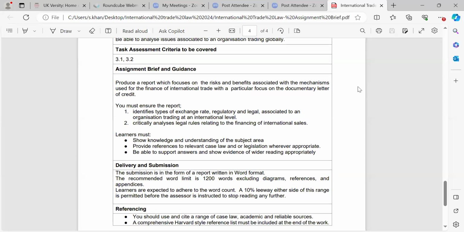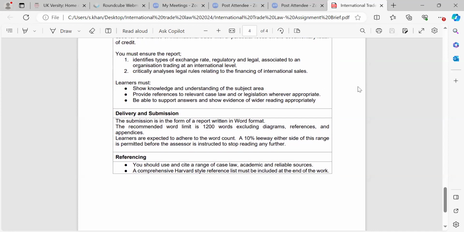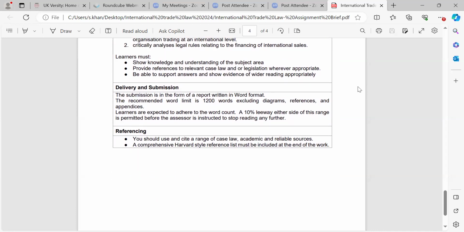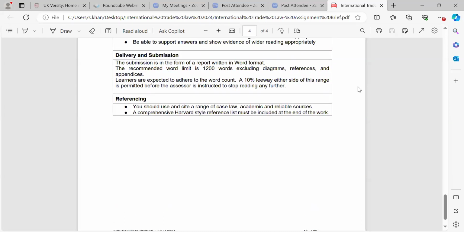Again, you have to refer to case law and any legislation and be able to support your answers and show wider reading appropriate. So for all of them, you need to show that you've got an understanding and you've evidenced something. So if you are talking about something, make sure you've evidenced it. And for task 3, you need to do 1,200 words, okay? And make sure, again, you are fully citing your cases and academic resources and any other sources. And also you are using Harvard referencing system.